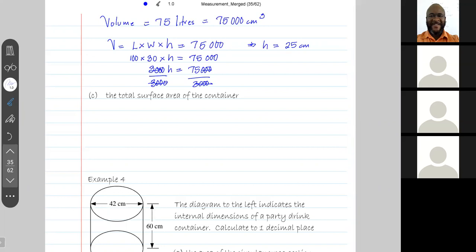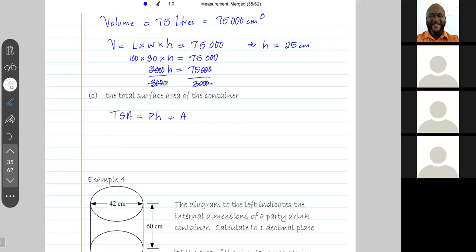Guys, the last thing we're asked to do is to calculate the total surface area of the container. The total surface area of the container. All right, guys, total surface area is equal to PH in this case plus A. Can anybody tell me why only one A? Anybody? Sure, because you only find the area once.